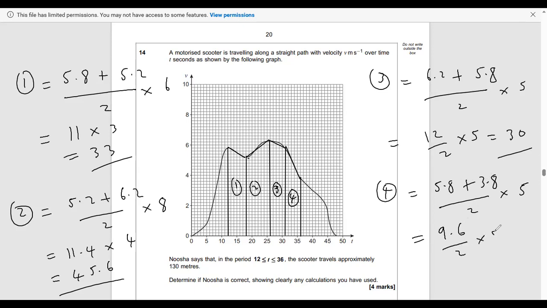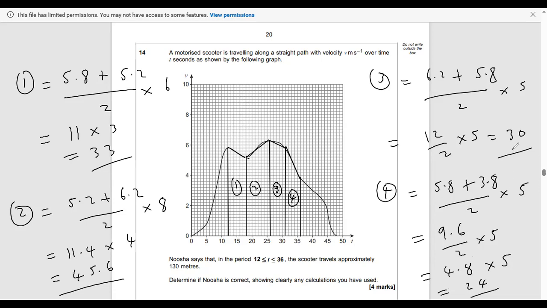Divide that by 2 times by 5. Half of 9.6 would be 4.8. 4.8 times by 5 should give us 24, shouldn't it? Yeah, 24 there. So 24 meters in that part there.